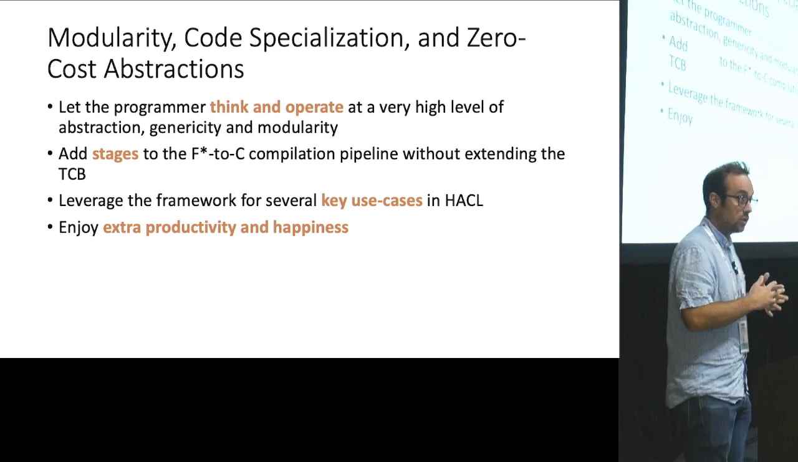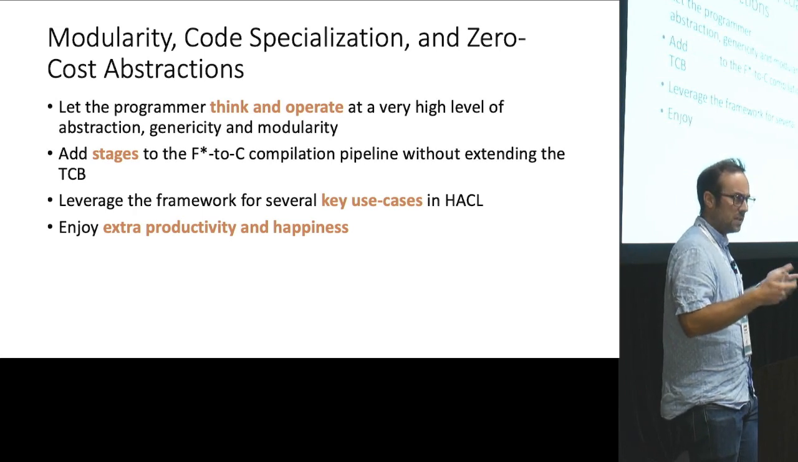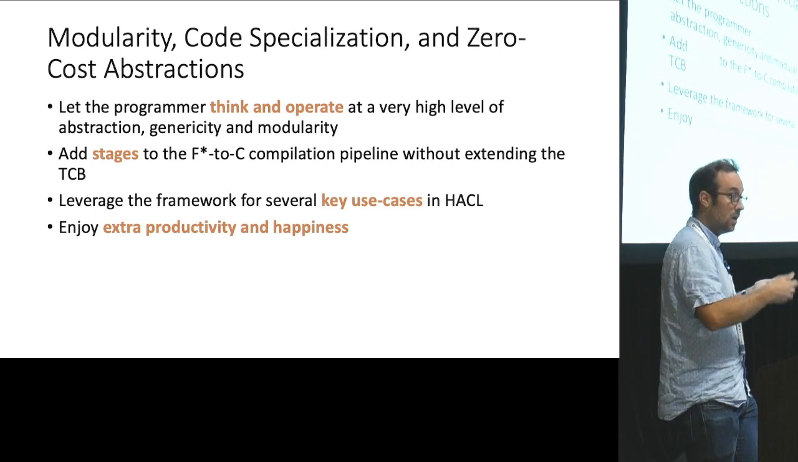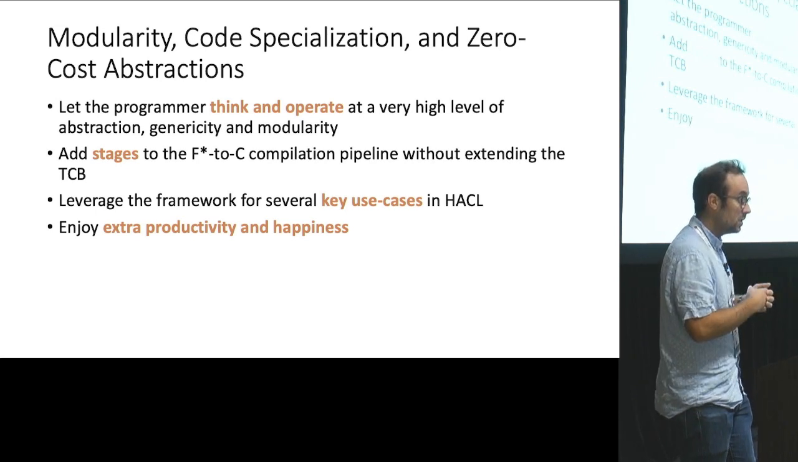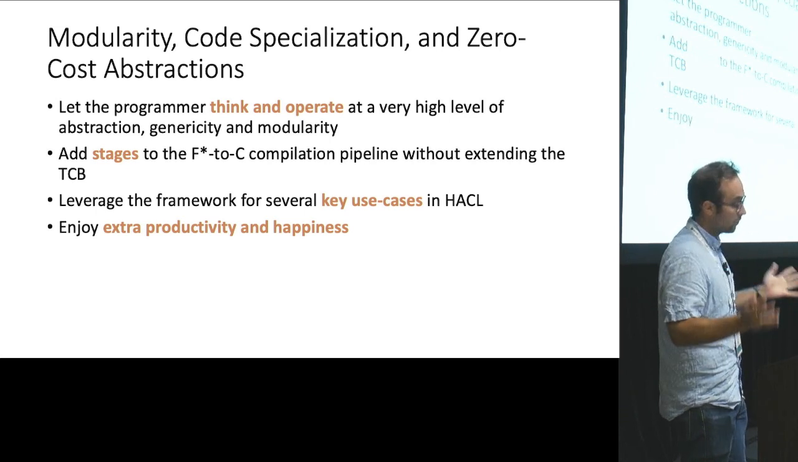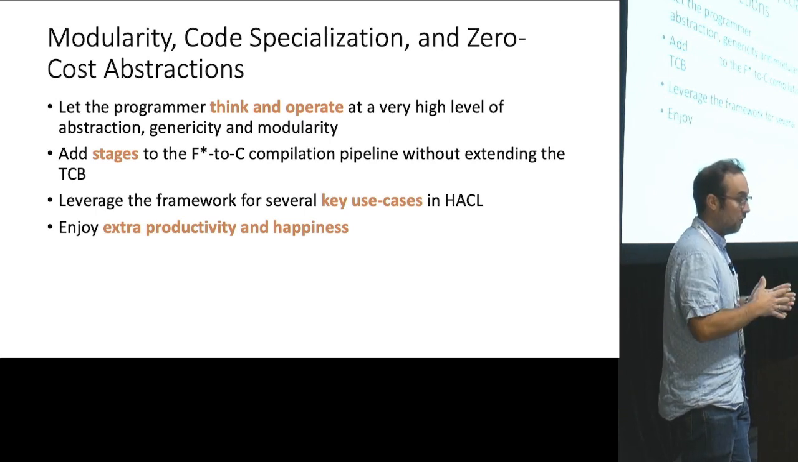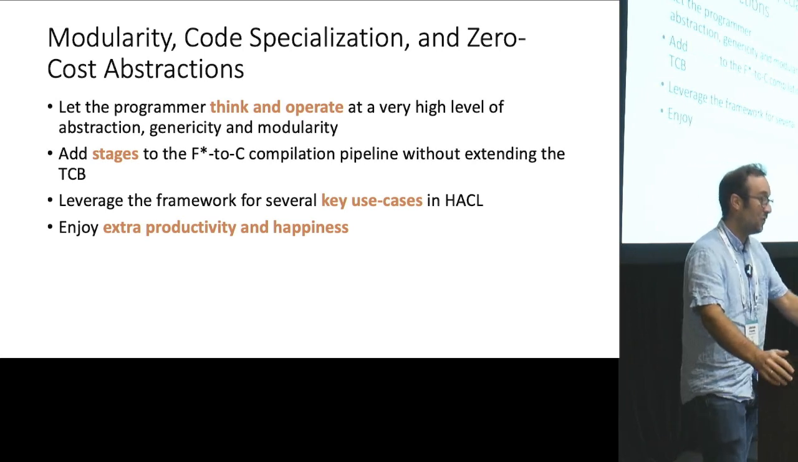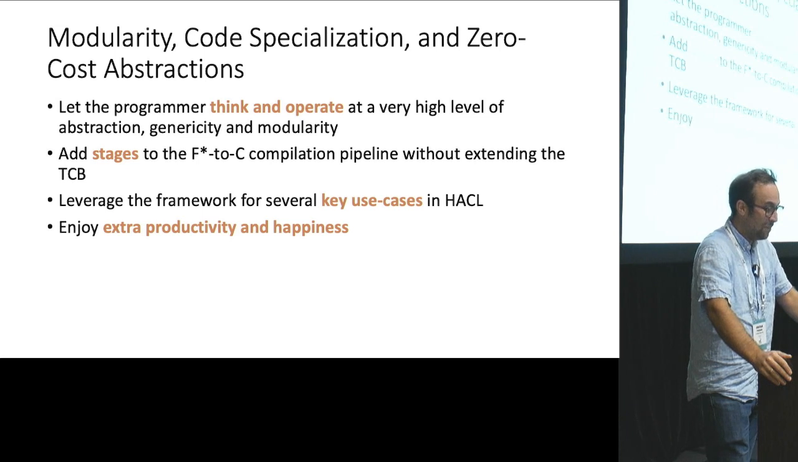The way we did it is that we added a stage to the F star to C compilation pipeline that implements something akin to C++ template specialization directly in F star in user land, without extending the TCB. It turned out to be a super useful feature that we ended up using all over the place in HACL star. And I know for a fact that it made me and several of my collaborators much happier, because we were able to get a very high level of automation.